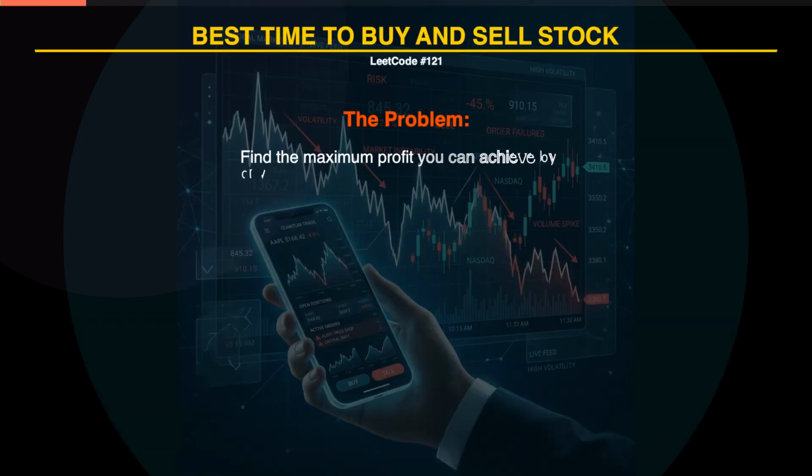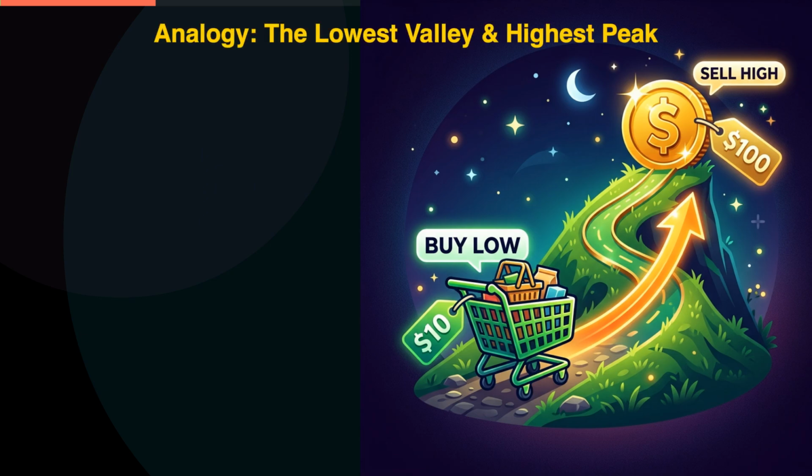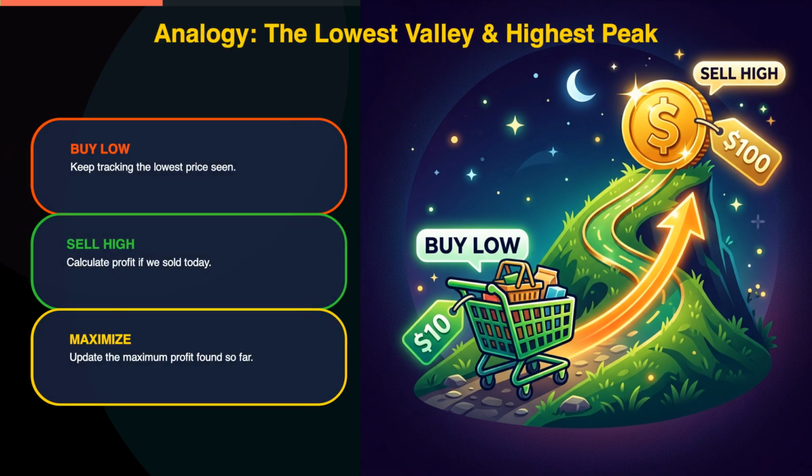Imagine you are given an array called prices, where each element represents the stock price on a specific day. Your goal is to maximize your profit by choosing one day to buy the stock and a different day in the future to sell it. If no profit is possible, for example, if the price only goes down, you must return 0. Keep in mind the core constraint: you must buy before you can sell. You cannot look back in time to buy a stock after you have seen a high price.